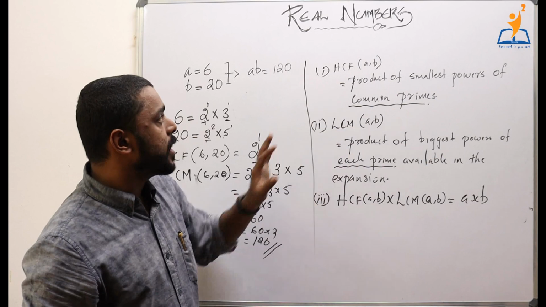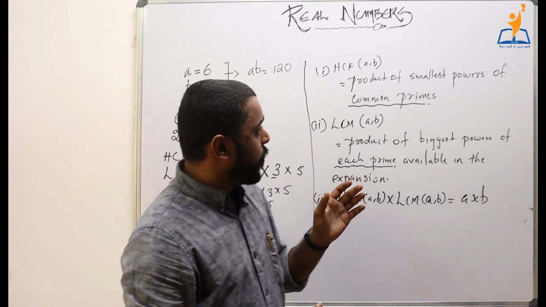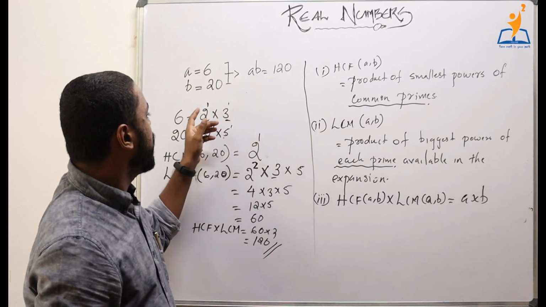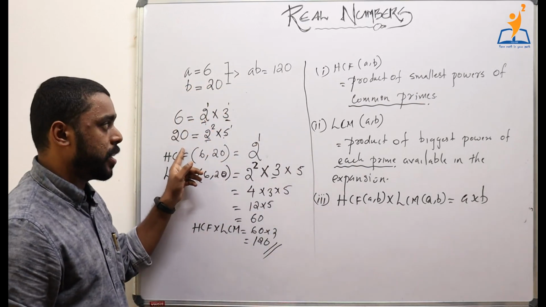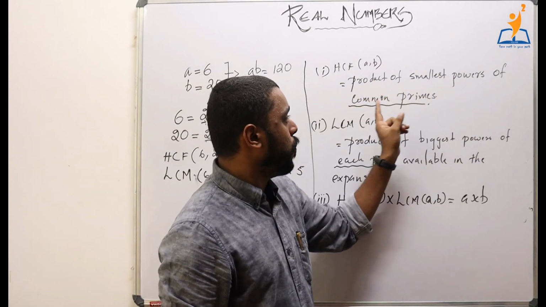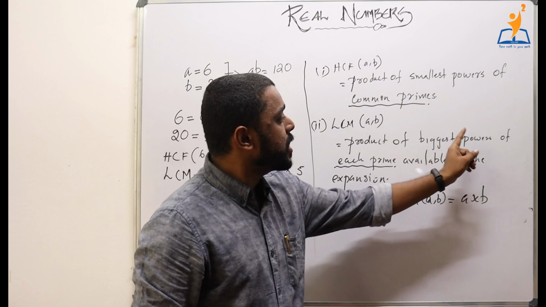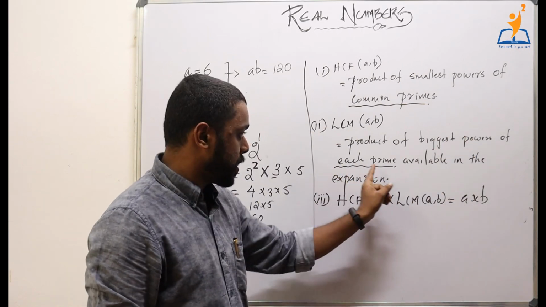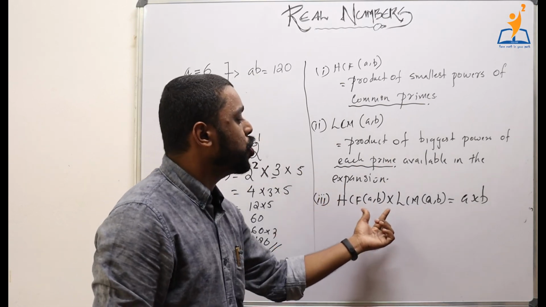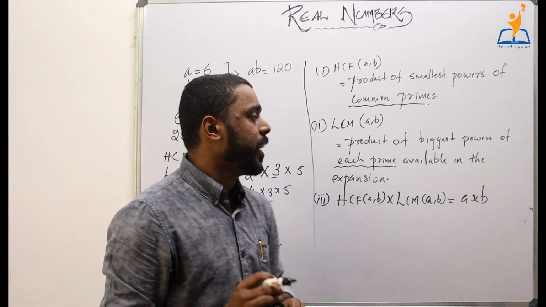Is it clear? So the three results from prime factorization are that whenever we are given two composite numbers, we can find the HCF and LCM of those two numbers just by finding the prime factorization of those two numbers. In order to find the HCF, we should find the product of smallest powers of each common prime, not every prime. Whereas in LCM, it is the product of biggest powers of each prime, not necessarily common, each prime available in the expansion. Also note that HCF into LCM results in the product of the two numbers. Is it clear? Now we shall move into the next example.